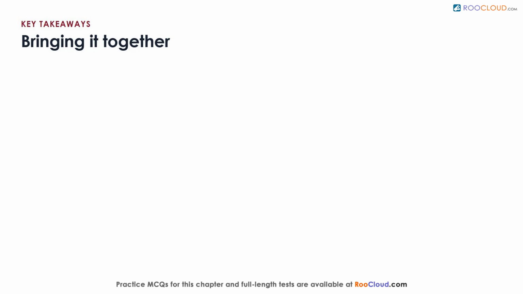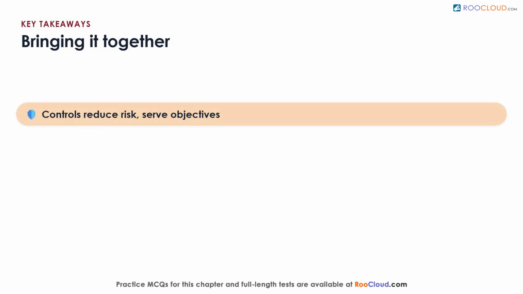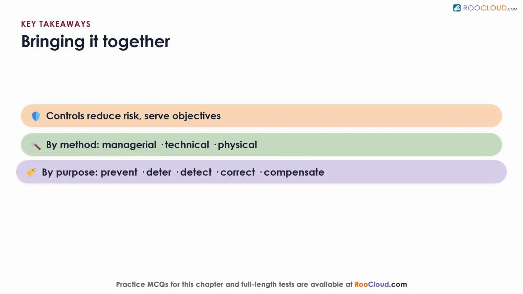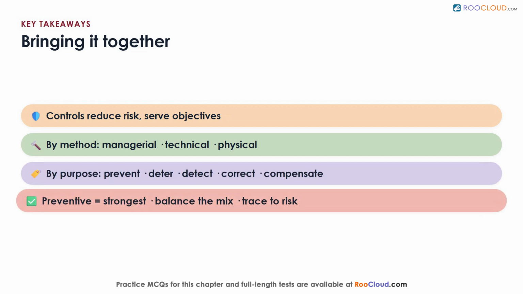So let's bring it together. Internal controls reduce risk and serve clear objectives. By method, they are managerial, technical, or physical. By purpose, they prevent, deter, detect, correct, or compensate. Preventive controls are the strongest, but you need a balanced mix. Every control traces back to a risk. Master this, and you can size up any control environment.